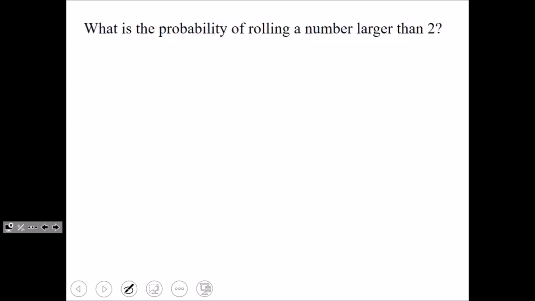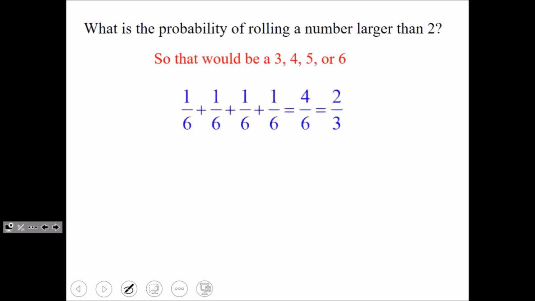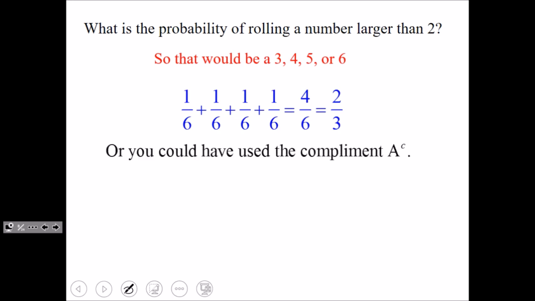The question is, what about getting a number larger than 2? Well, that's like getting numbers 3, 4, 5, or 6. So I just add the probability of each of those together. 1/6 plus 1/6 plus 1/6 plus 1/6, 4/6. That's equal to 2/3. Another approach I can use is a complement. So right now I asked, what's the probability of rolling a number larger than 2? The complement is almost like the opposite of that. If it's not larger than 2, then it must be less than or equal to 2. Well, I could get a 1, and I could get a 2.